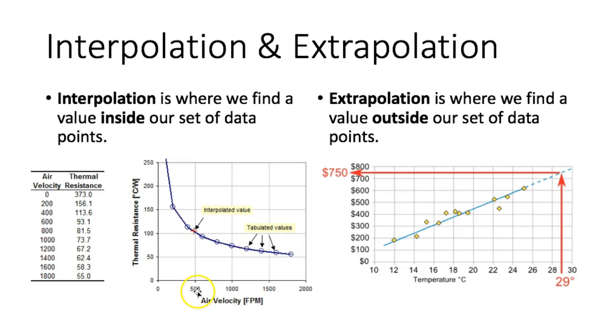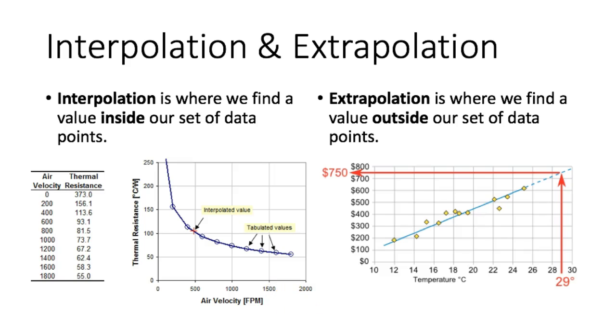But notice we don't have any actual data for the air velocity of 500. But if we go up to that point on the graph and we want to find thermal resistance, we can still find it even though it's not an actual tabulated value. That's interpolation because we have data points above and below that value. So it's within the data set.